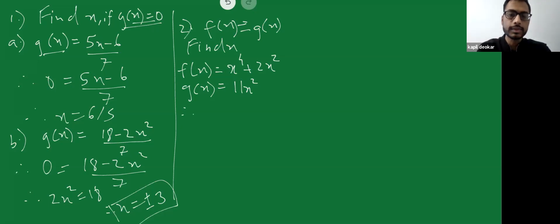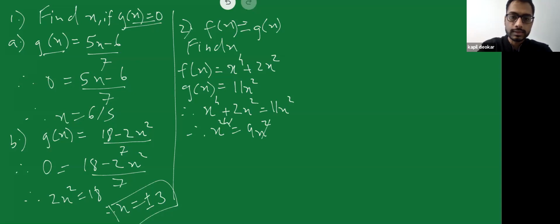Okay, simple. It's given that both of them are equal, so just equate them. x raised to 4 plus 2x square is equal to 11x square. Therefore, x raised to 4 is equal to 11 minus 2, that is 9x square. So this cancels out. x square is equal to 9. x is equal to plus or minus 3.